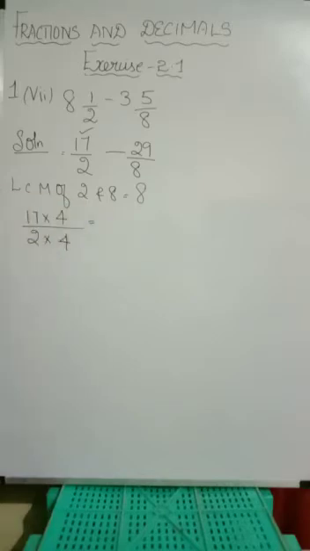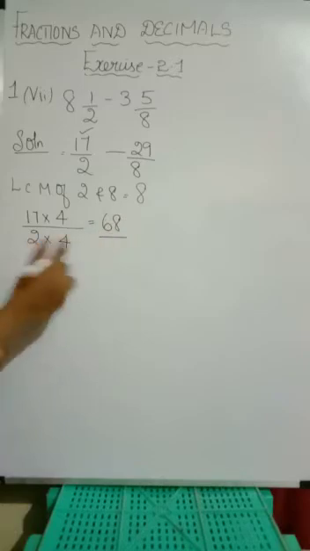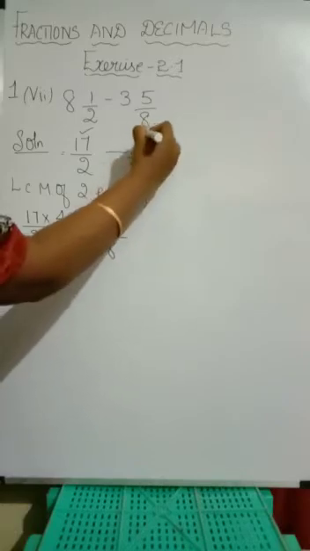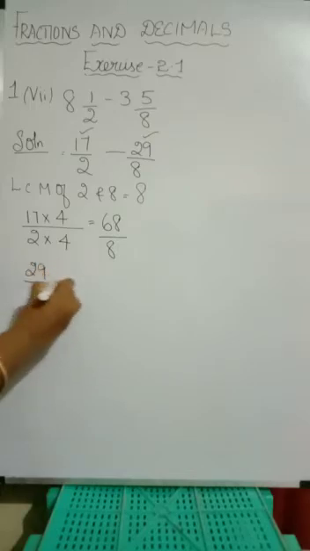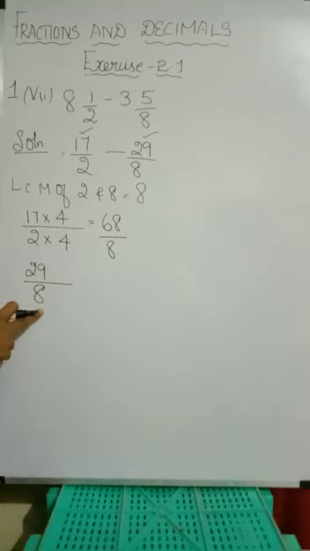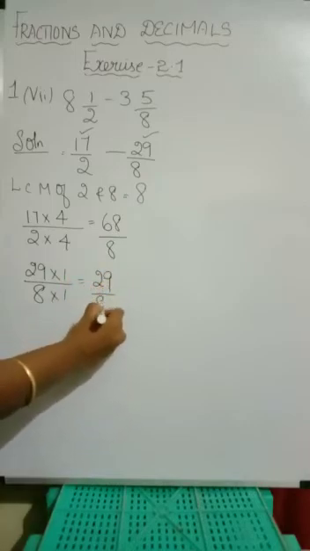17 into 4 is equal to what? 68. 68 divided by 2 4s are 8. Then take the next fraction, 29 by 8. For 29 by 8, it is already in the form of the LCM. It is 8. So, we can multiply both numerator and denominator by 1. We will get the same fraction, 29 by 8.